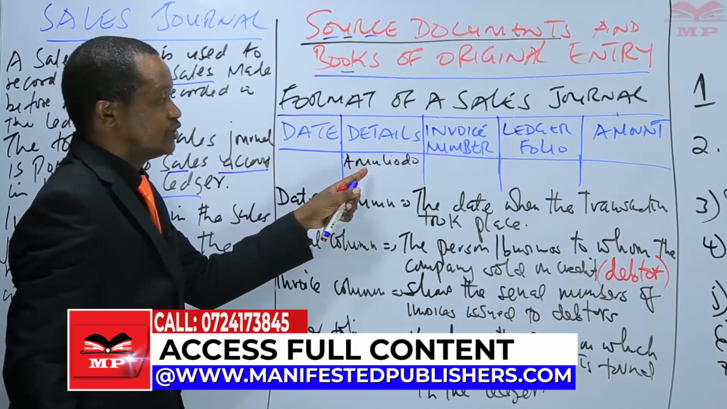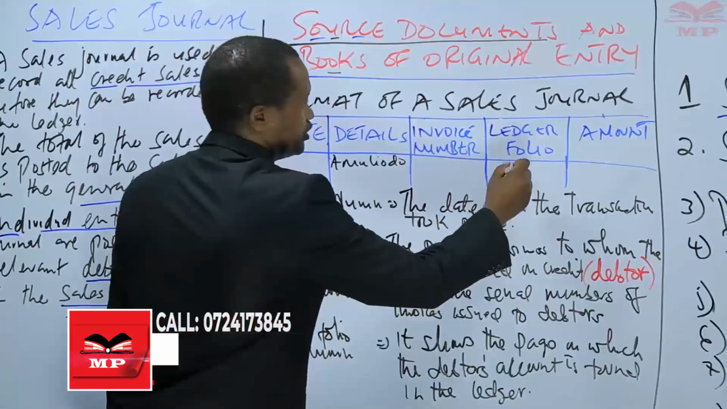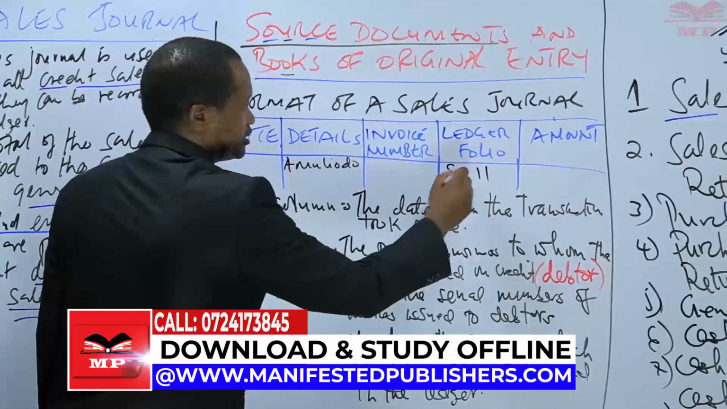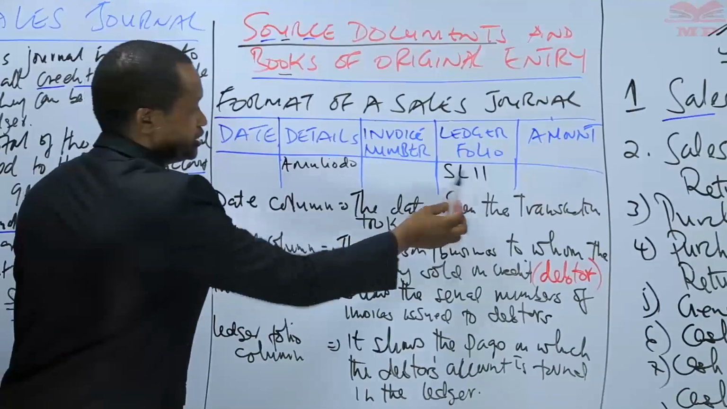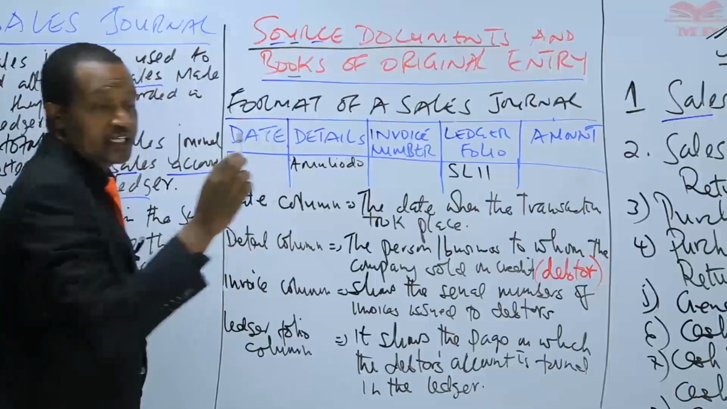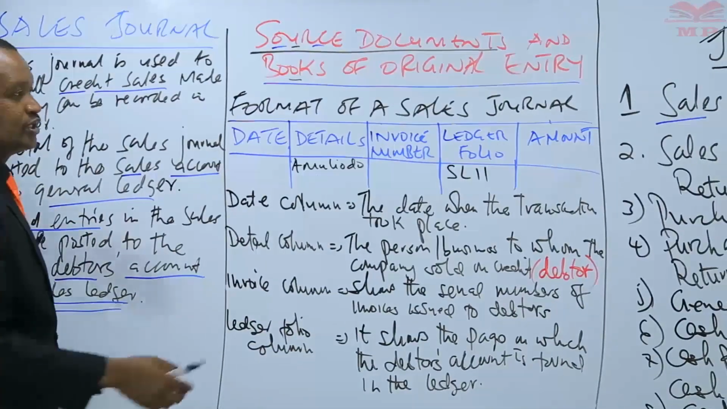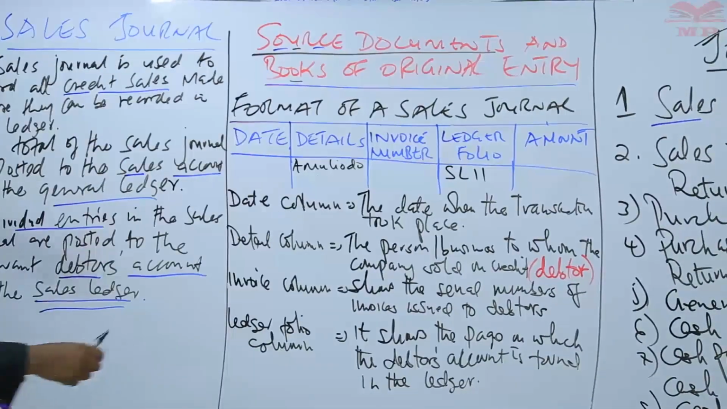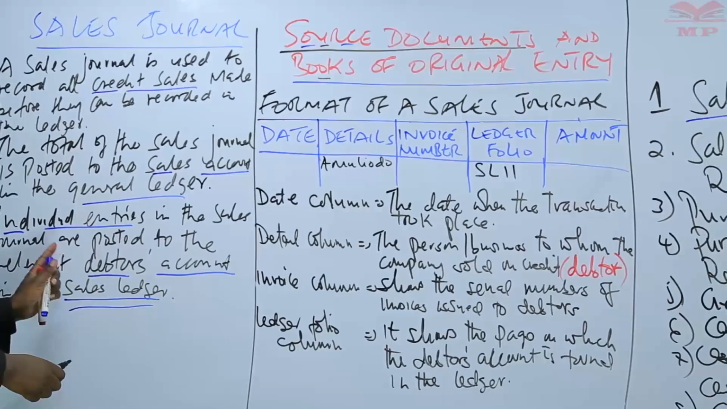So this Amuriodo, being a debtor, you may find that the Amuriodo is on page 11 of the sales ledger. So when recording, you indicate where this Amuriodo's account is found in the sales ledger, because a sales ledger is a book. It's just a book where all debtors' accounts are recorded. So individual entries in the sales journal are posted to the relevant debtor's account.